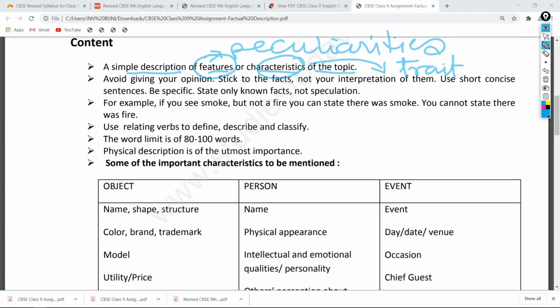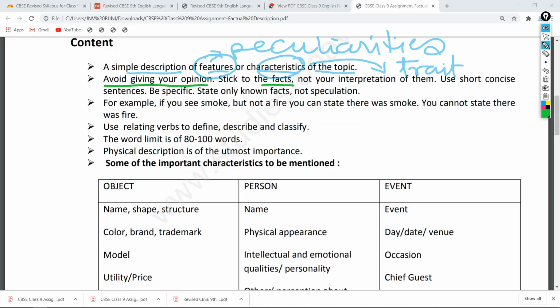Then let us see: avoid giving your opinion. Here you should not give your own opinion. Opinion should not be given, as in the case of the letter to the editor, where you give your own opinion or your suggestion, such as "It would be better if this can be done in this manner," in a very polite way. That is in the case of the letter to the editor, where it is expected that you give your opinion. But in paragraph writing, you should not give your own opinion.